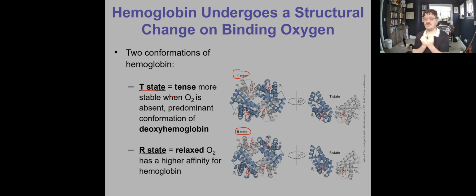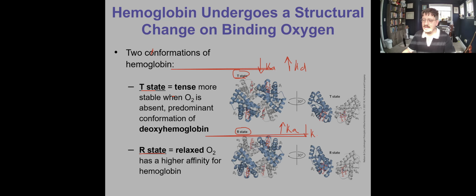In a relaxed state, its relationship with oxygen is more relaxed. I think it more refers to it as that. And as you might guess from that, when it's tense, it's holding on to the oxygen less. So this is a lower Ka, a higher Kd, whereas in the relaxed state it has a higher Ka and a lower Kd. So in the R state it's holding oxygen more, and in the T state it's holding on to oxygen less.